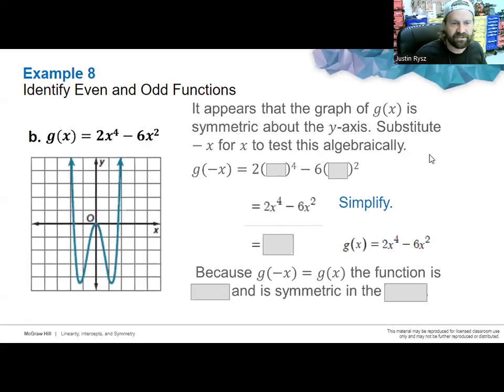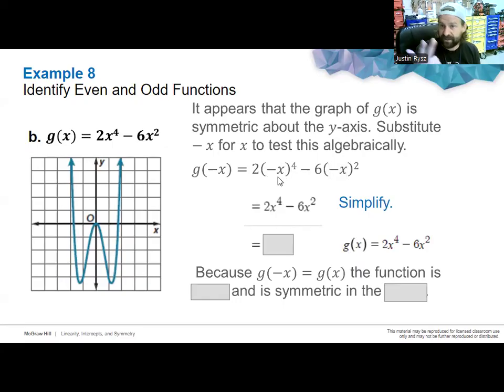All right, next, let's look at this one here. You might think it might be a vertical line, it might be even because of that. Let's double check. If we go through and plug in a negative x into both of those spots, and then simplify this here.